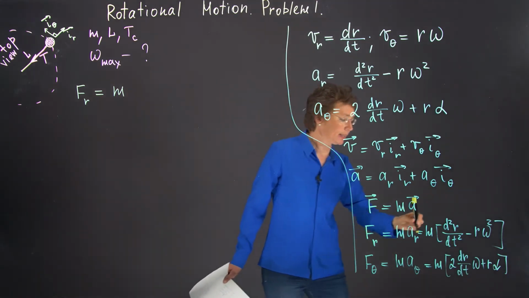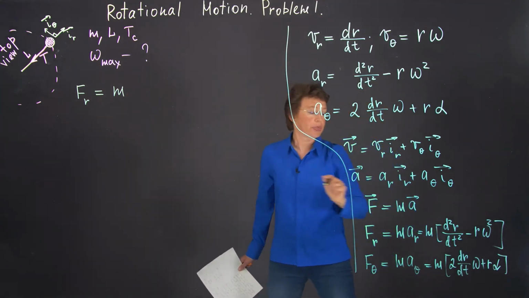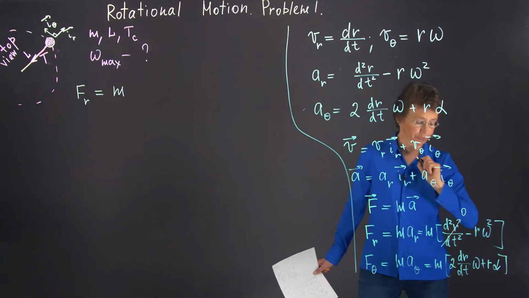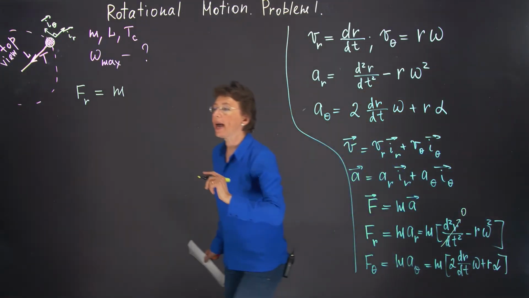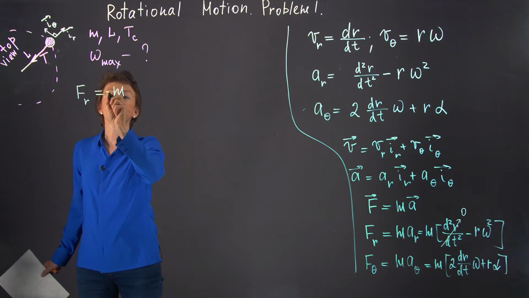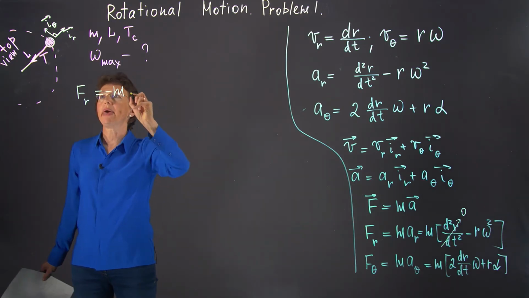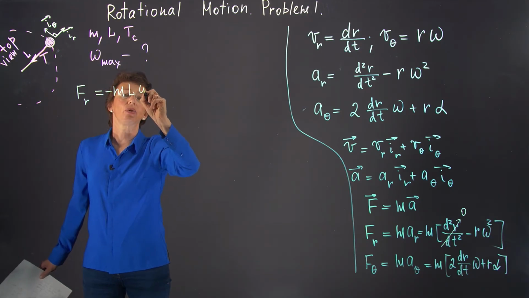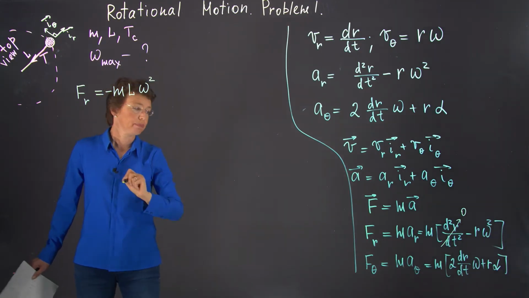and then since this is a circle, then d²r/dt² is 0. And then what I have is minus r omega squared. R is L, and then omega squared.